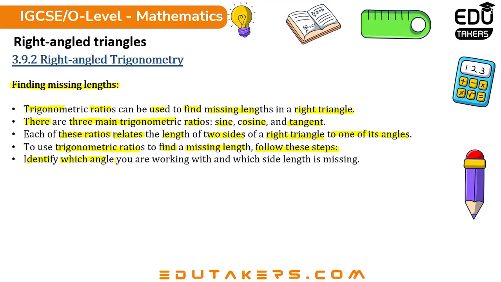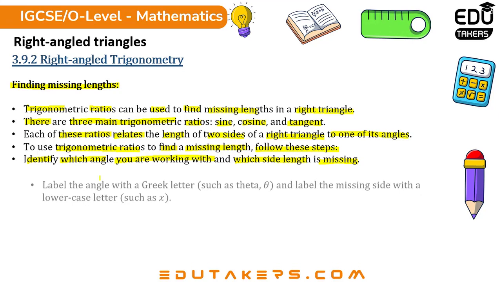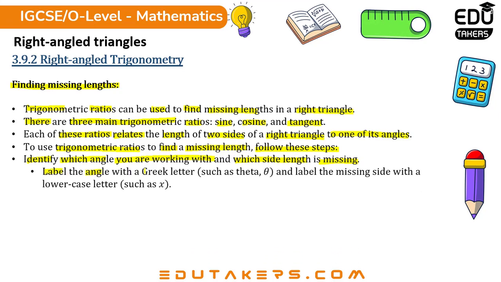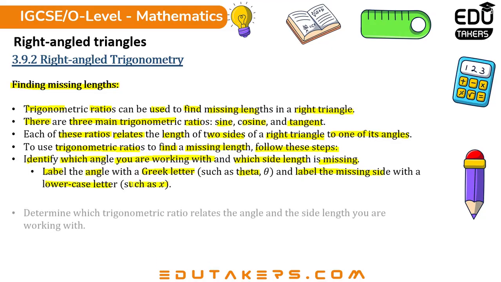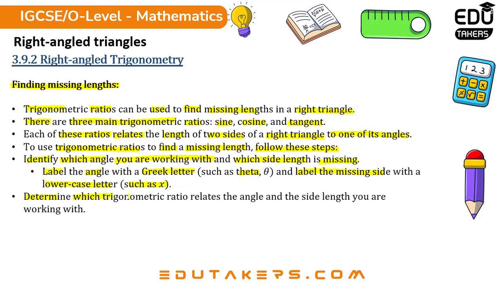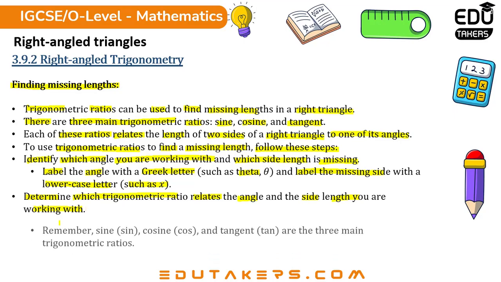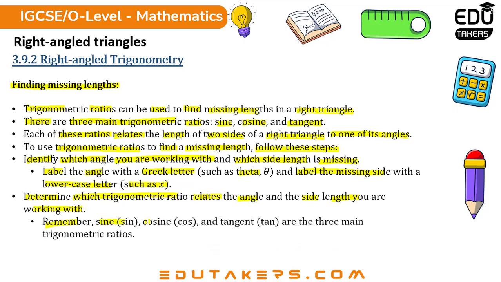Identify which angle you are working with and which side length is missing. Label the angle with a Greek letter such as theta and label the missing side with a lowercase letter such as x. Determine which trigonometric ratio relates the angle and the side length you are working with. Remember, sine, cosine and tangent are the three main trigonometric ratios.